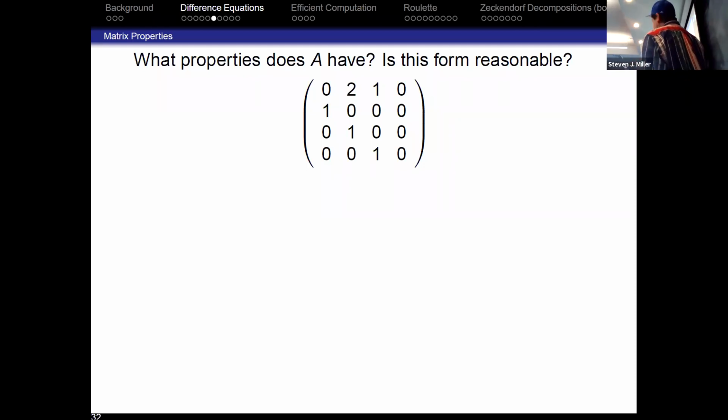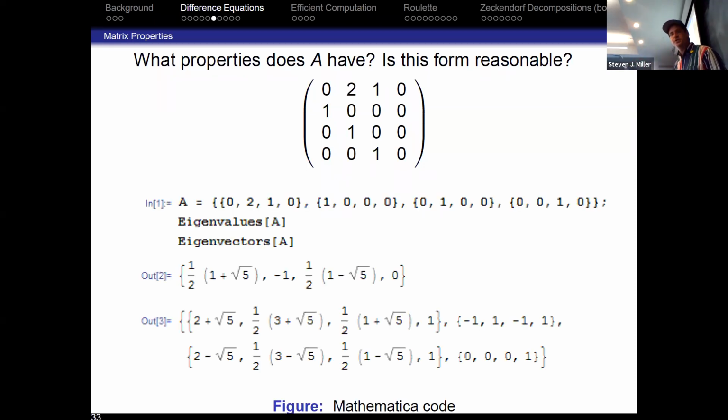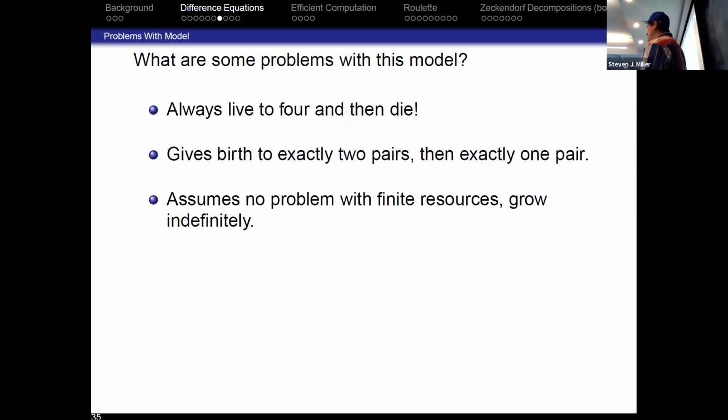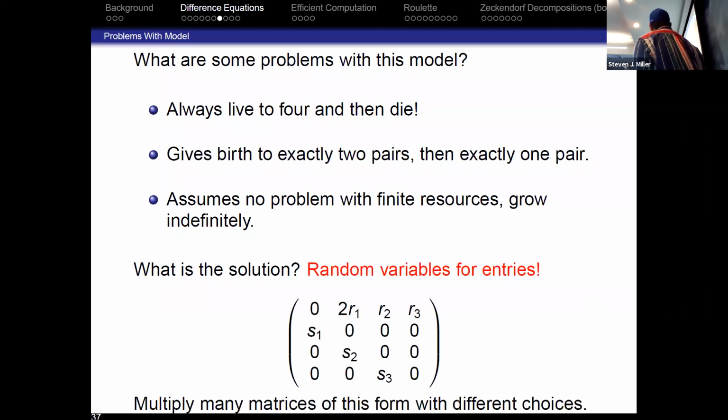So is this form reasonable? We talked a bit why this form was reasonable. And here's some mathematical code to just analyze it. We've talked about some of the problems with this model, right? You're always living, being born and dying. You're always giving birth exactly at this time with this amount. And there's no problem with resources. Okay, eventually, the entire Earth will be populated by whales. And then the population would continue. So what's the solution? Random variables for entries.